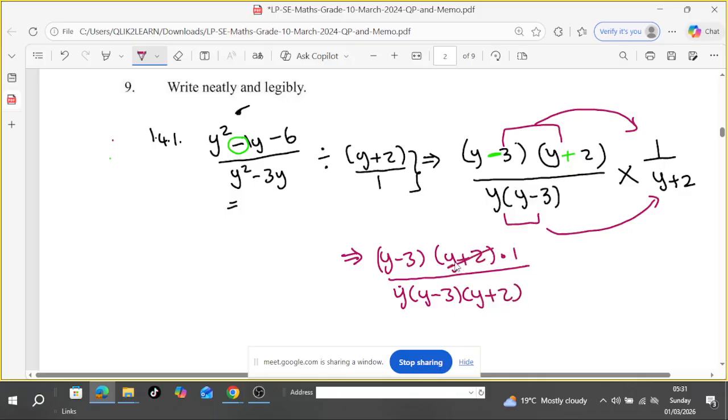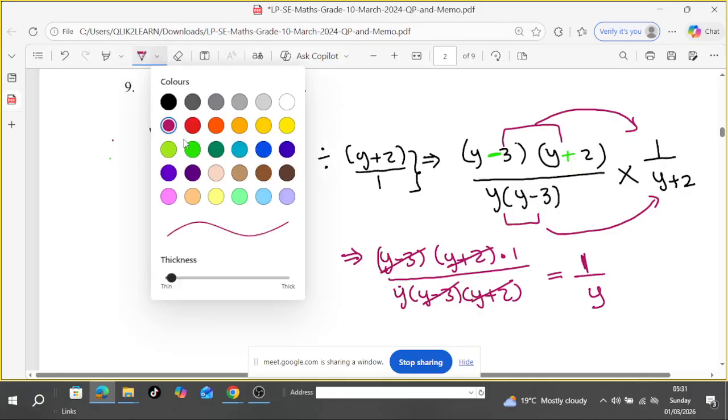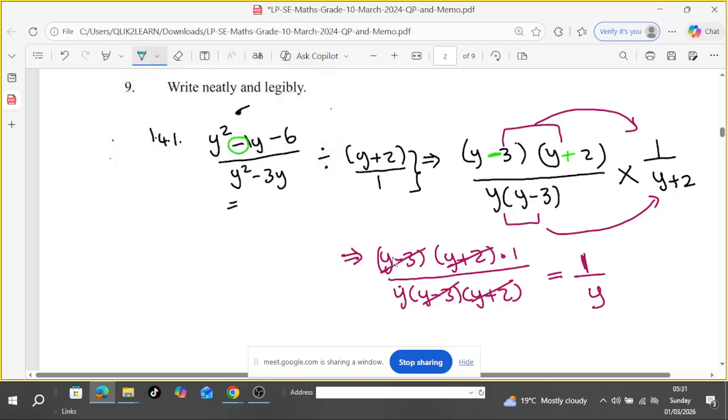So now the like terms, y plus 2 and y plus 2 cancel, y minus 3 cancels. So on top, we just have 1 over y, because whatever we are cancelling, we'll only just have 1. So what I'm trying to say is that this is 1, 1, so the top part is 1 times 1 times 1, which is 1. Then this is 1, this is 1. Then y times 1 is just y. Then this is your final answer. Okay.